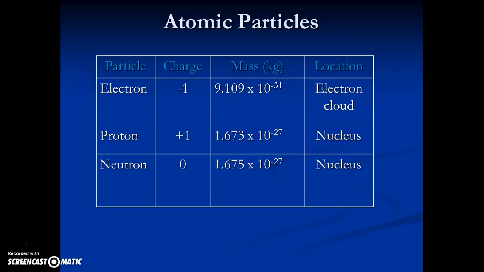The charges, make sure you know those. Electron has a -1 charge, proton's +1, neutron's neutral. But the mass numbers you do not need to know specifically, but know their relative sizes to one another. And then also know where they're located in the atom.